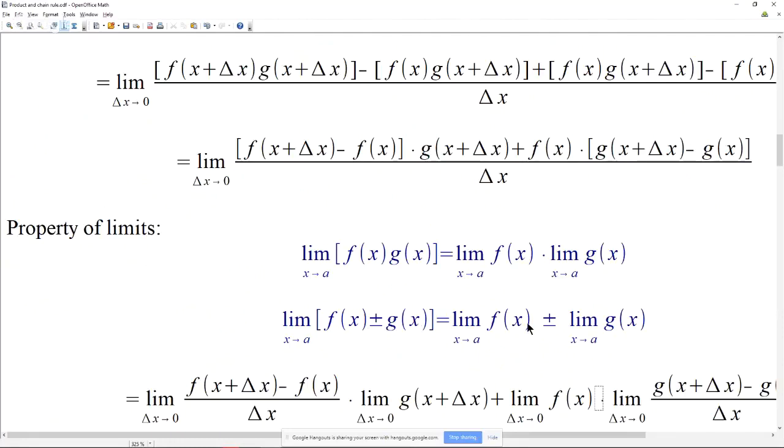Same thing with addition and subtraction. If you add these together, it will be addition. If it's subtraction, you subtract them. So the limit of the difference between two functions is equal to the limit of one function minus the limit of the other function. That's it. Really not that complicated. But these are two properties of limits. We did go over those the other day if people watched.